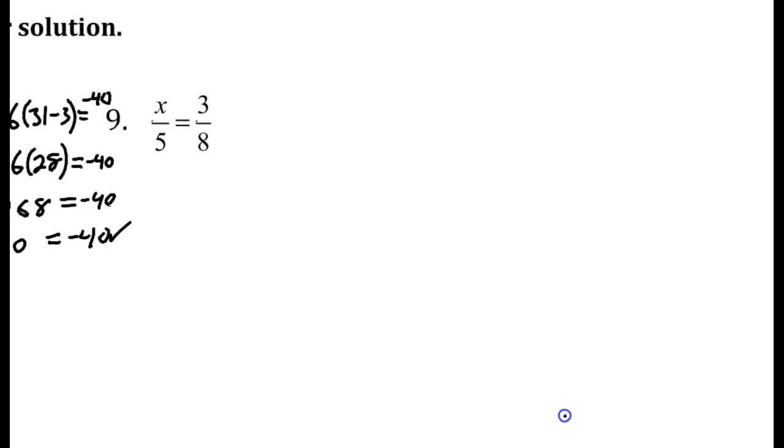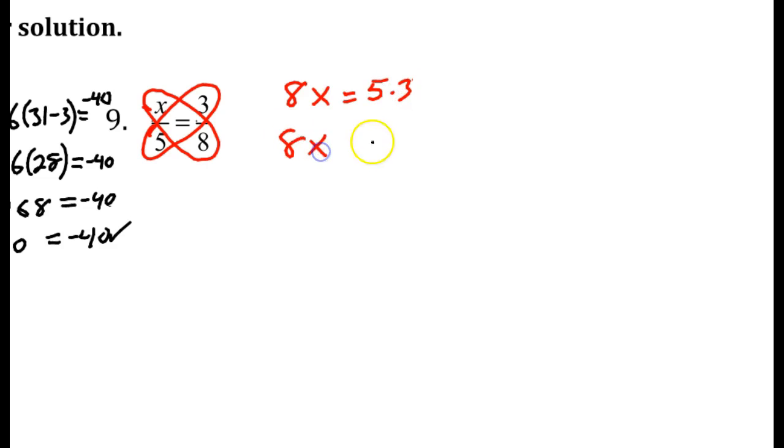Let's move on to number 9. This is a proportion. Two fractions or ratios equal to each other. Let's go ahead and cross multiply. So 8 times x should be equal to 5 times 3. Alright, so 8x equals 15. Go ahead and divide by 8. And let's see, can that be reduced? No. So x just equals 15 over 8.